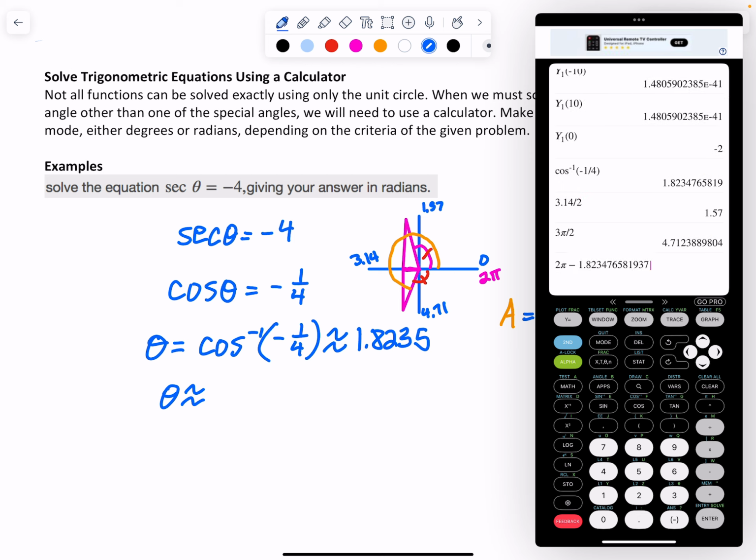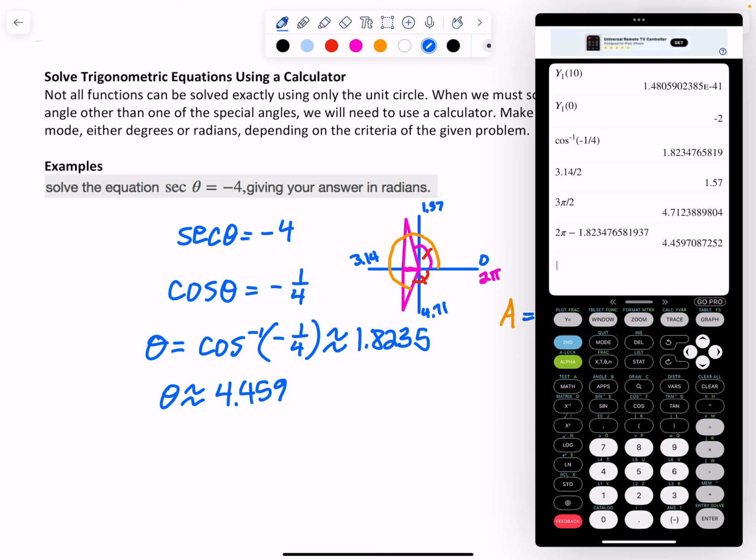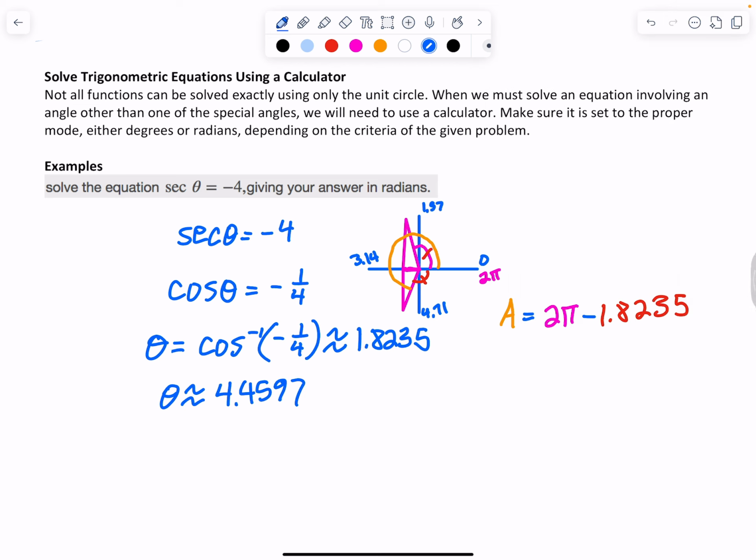4.4597. Okay, how I come up with my answers now is this is going to be plus 2 pi k, plus 2 pi k. So one answer here and the other one there. So you have to find the second revolution.